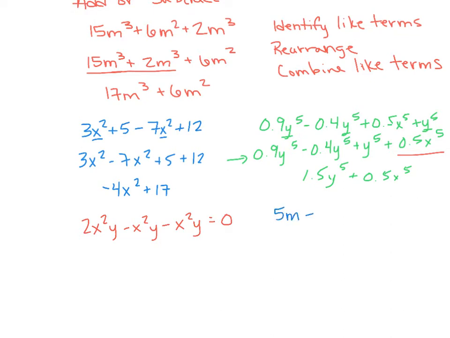5m plus 3n squared plus 5y. Now if you get a problem like that, you have no like terms in that problem. So if they give you a problem like that and there are no like terms, that is your answer. You don't have to do anything with it, which is kind of nice.